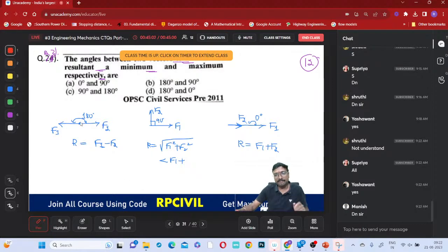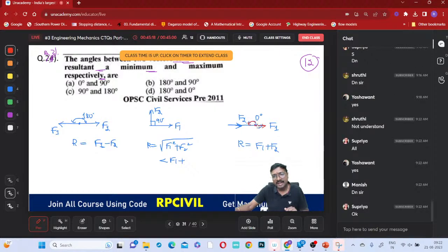See, when both the forces are in the same direction, what is the meaning of it? The angle between them is 0 degrees. If one force is in this direction and the other force is also in the same direction, what is the angle between them? 0 is the angle between them. Now when they are in exactly opposite directions, then 180 degrees is the angle between them.